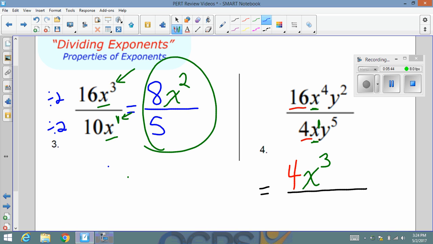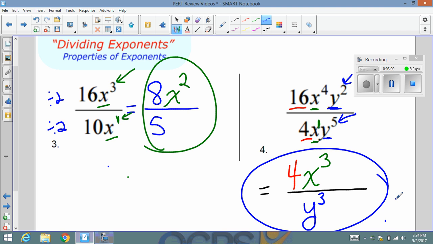And then I'm going to look at my y's. So I've got y squared and y to the 5th. The y to the 5th is larger, so I'm going to keep my base in the denominator. 5 minus 2 is 3. So my answer is 4x cubed over y cubed.